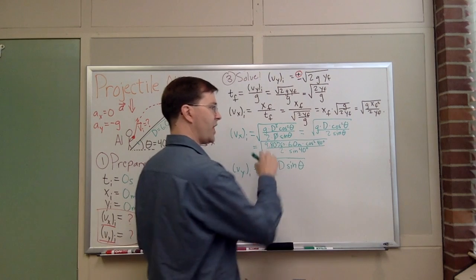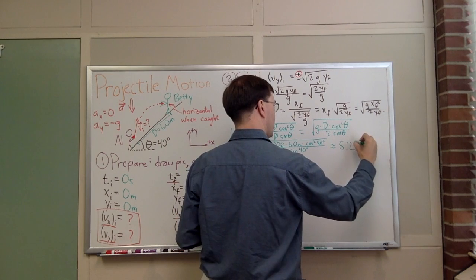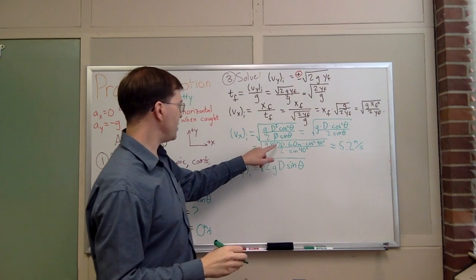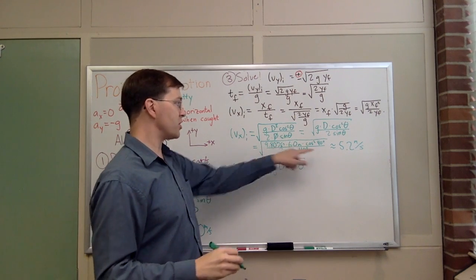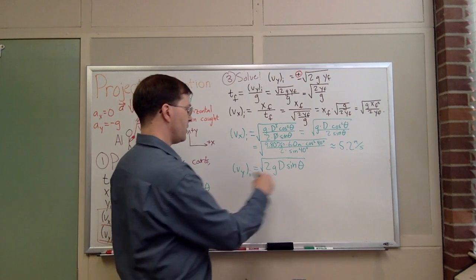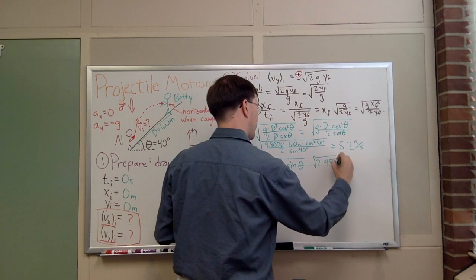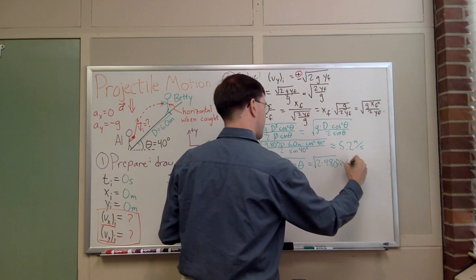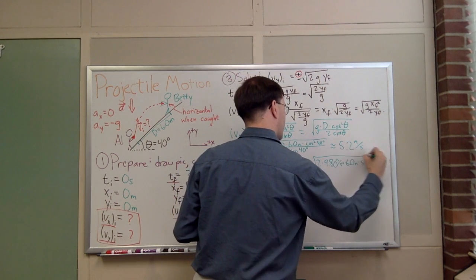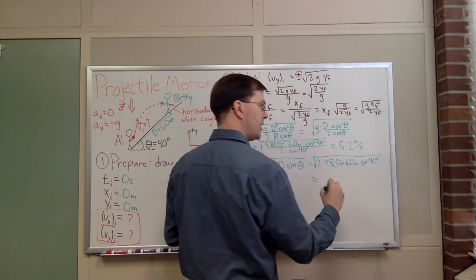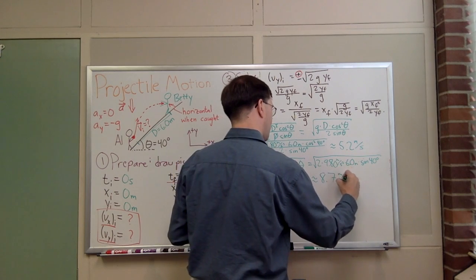And when I plug in numbers for that, I earlier got 5.2 meters per second. I could at least check the units. Meters per second squared times meters is meters squared per second squared. Square root of that is meters per second, so that's good. And down here, this one is the square root of 2 times 9.8 meters per second squared times 6 meters times the sine of 40 degrees, all under that square root sign. And that comes out to be approximately 8.7 meters per second.